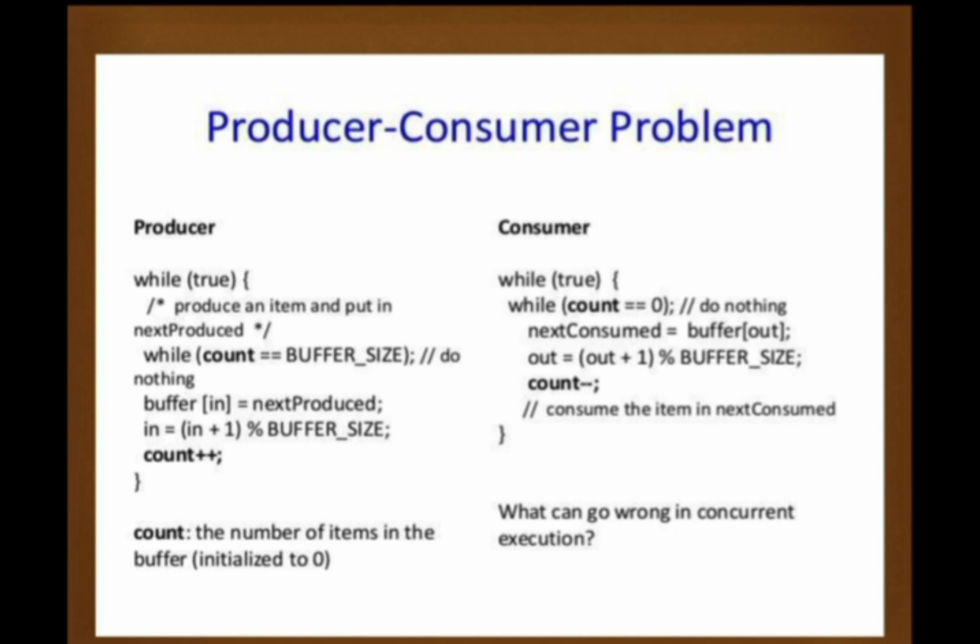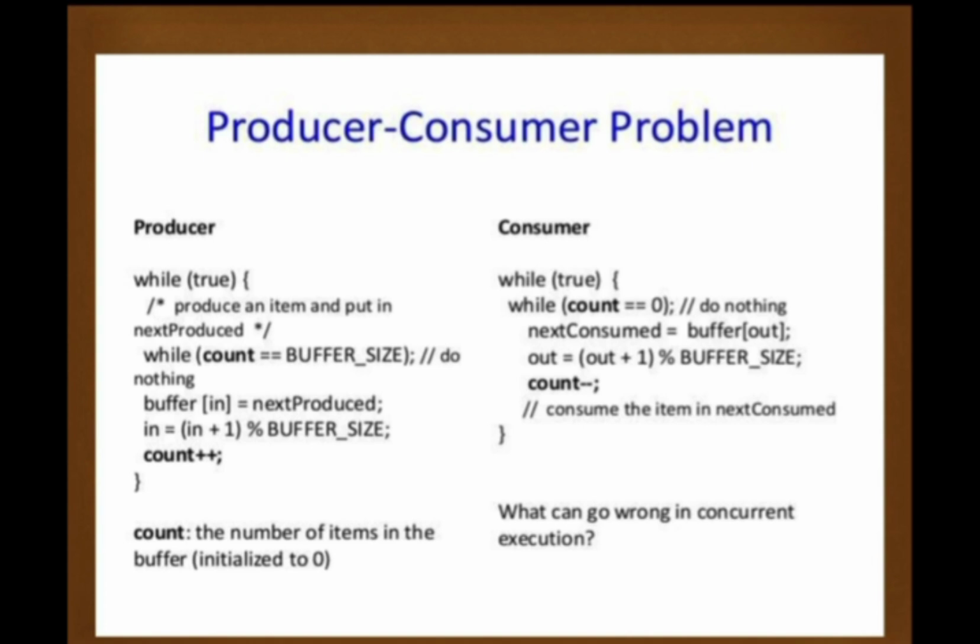Now here comes the code of the producer consumer problem. So let's look at the actual pseudocode for the bounded buffer problem. On the left, we have the producer code. It keeps producing an item and checks if the count is equal to the buffer size. If it is full, it does nothing and waits. Otherwise, it places the item into the buffer, updates the index and increases the count. As you can see, count is increased by 1.